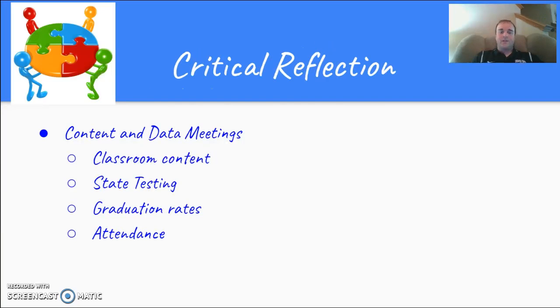Critical reflection of our school. We have our in-service meetings where we go over content and data. A lot of times, since we're in a K through 12 building, we'll split up with elementary and high school, and they will meet to go over content. I know our elementary classroom teachers get together quite a bit to review their content. And then we also go over state testing. We do this at both levels, so the whole school can kind of see where we're at.